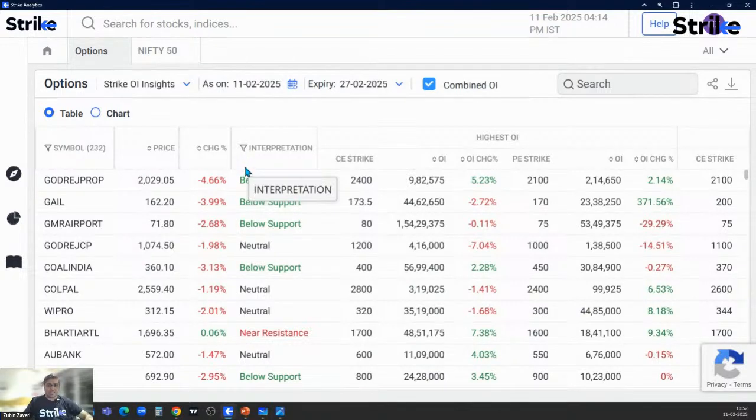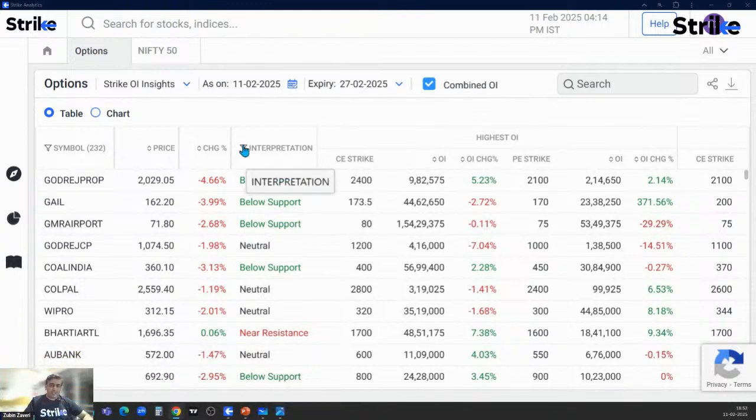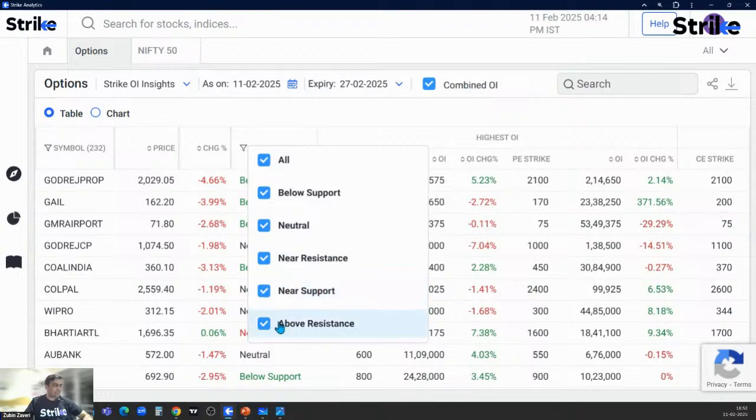Yes, Deepak ji, as I said earlier, even if you are an investor, these concepts will definitely help you in identifying how to hedge your portfolio, and how to find stocks in the cash market from a short-term perspective, whether to buy or not. So coming to the interpretation, there are five types of interpretation. One is below support, one is neutral, near resistance, near support, and above resistance. I'll now come to these topics one by one.